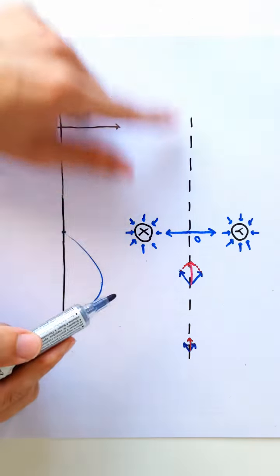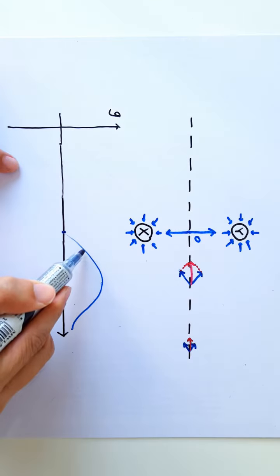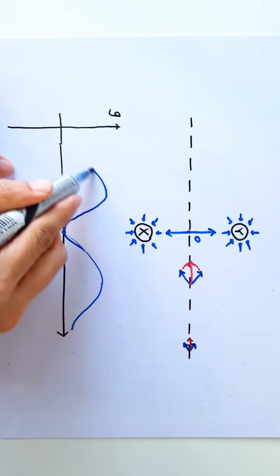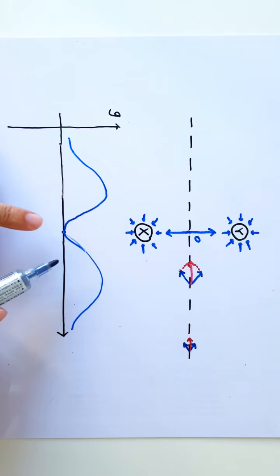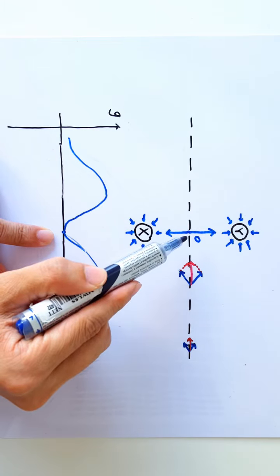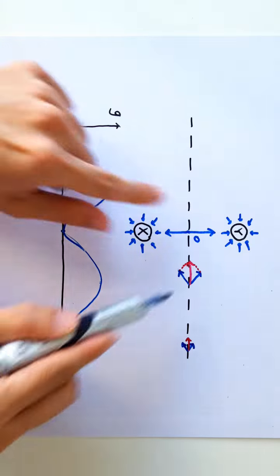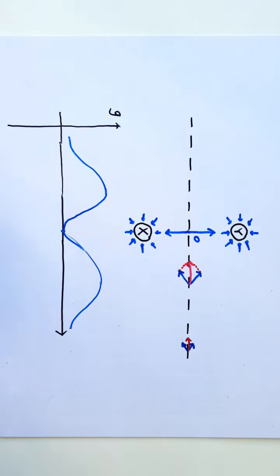Of course, the same story happens on the other side, so it's going to look symmetrical. Alright, so this is the kind of waveform we are looking for. It must be 0 here because they cancel each other out completely. Then it becomes non-zero and approaches 0 as you go towards infinity.